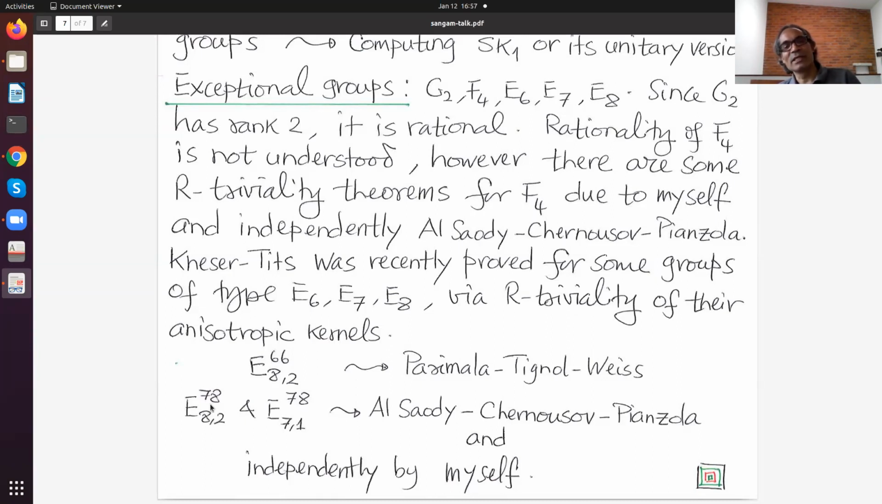Same thing for E7-1. Here the K-split torus has dimension 1. You omit that circled node, then you get E6 again, and both anisotropic kernels are the same here. So this guy sits there, in fact.